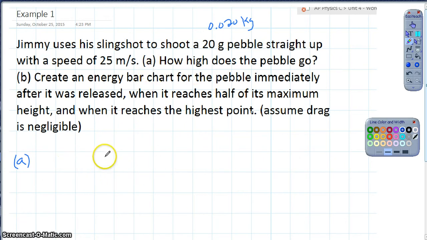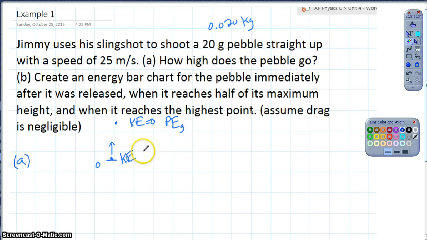So when the pebble is first released, if I define that as the height of 0, then all of its energy would be kinetic energy, right? Whereas at the highest point, we know that the pebble is going to momentarily pause, and so at the highest point it would have a kinetic energy that is equal to 0, which means all of its energy is now gravitational.